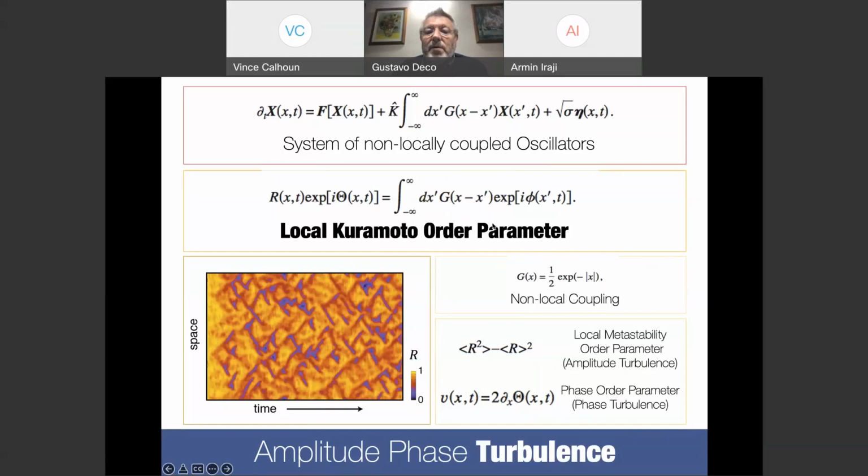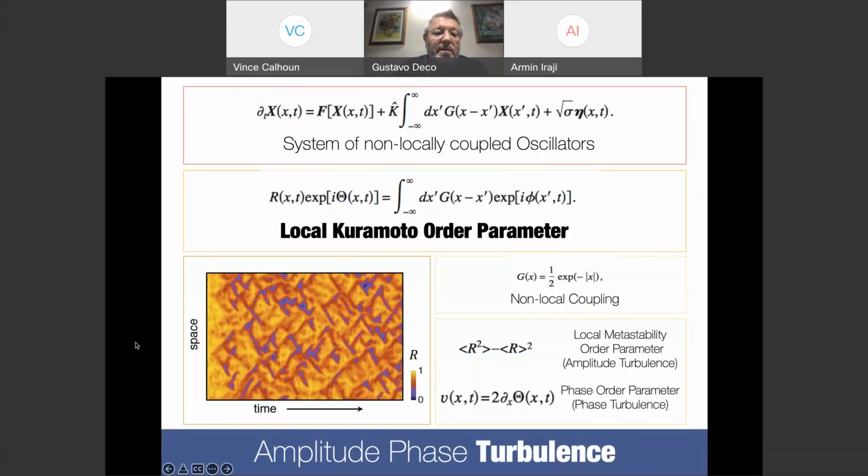But here what we have is the local Kuramoto order parameter. So inside the summation of this exponential, we introduce exactly this exponential coupling. That means that now the synchronization value that you capture in the modulus of this summation depends not only on time, but also on the position, and therefore it's local. And the interpretation is exactly the same. At that position, at that particular time point, R is a measure of the local level of synchronization. So from that point of view, it's an extension of the global Kuramoto order parameter.